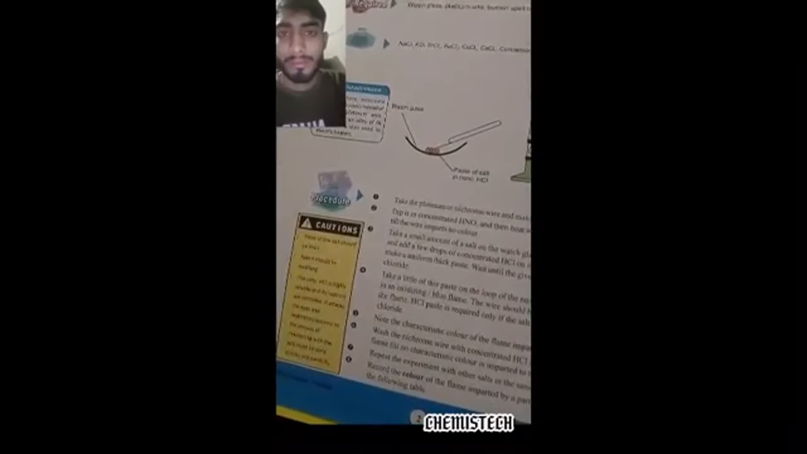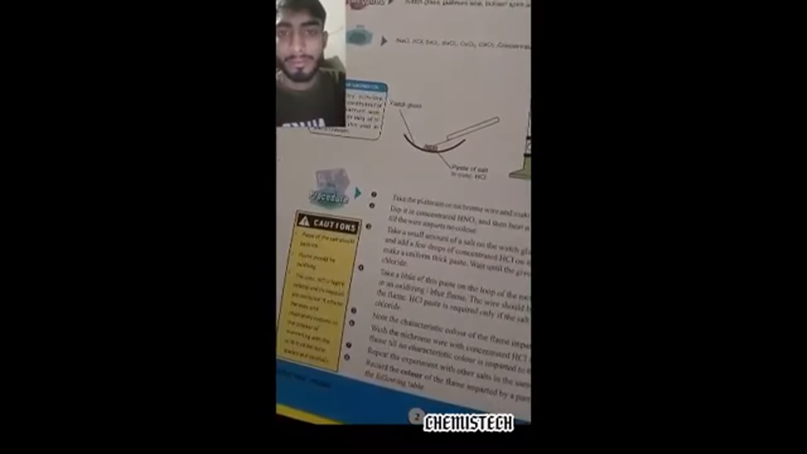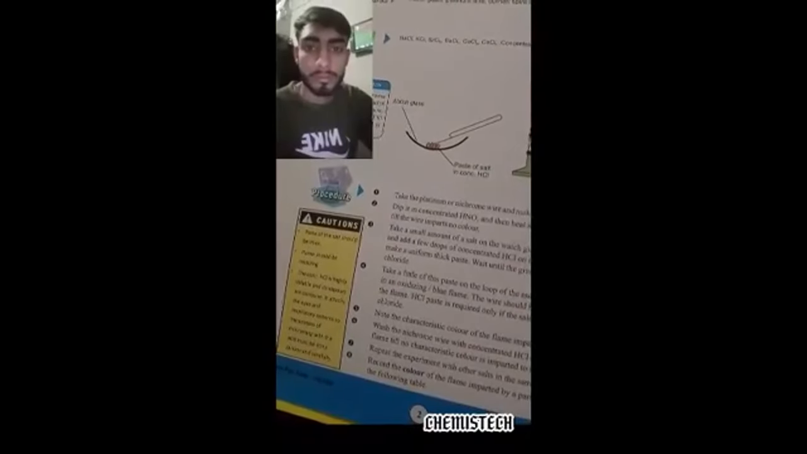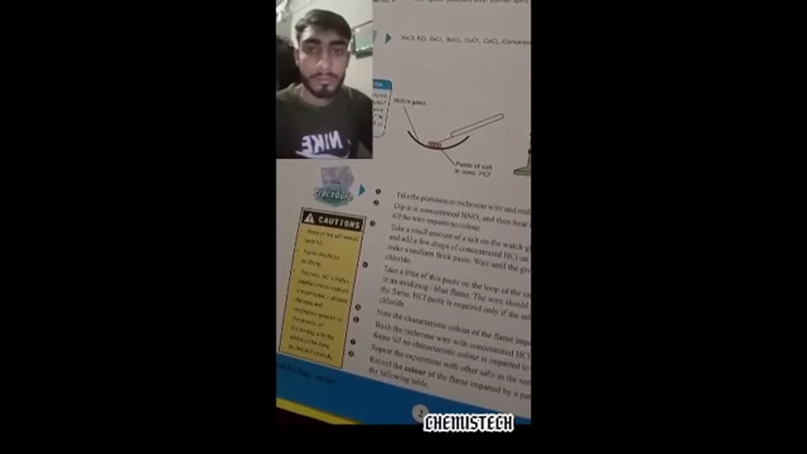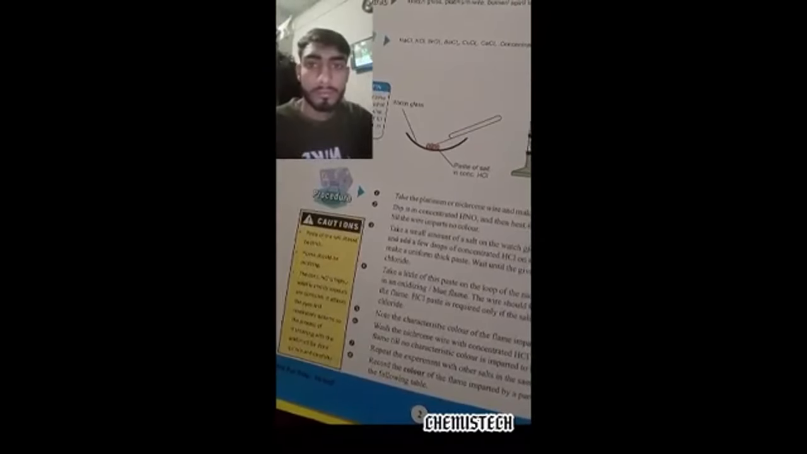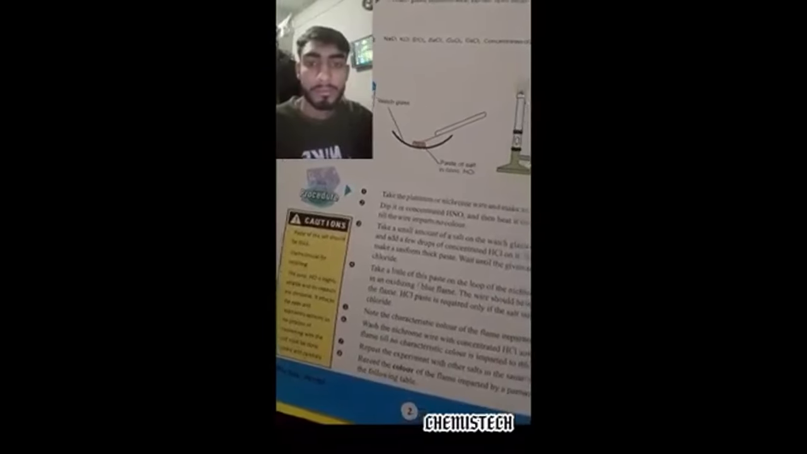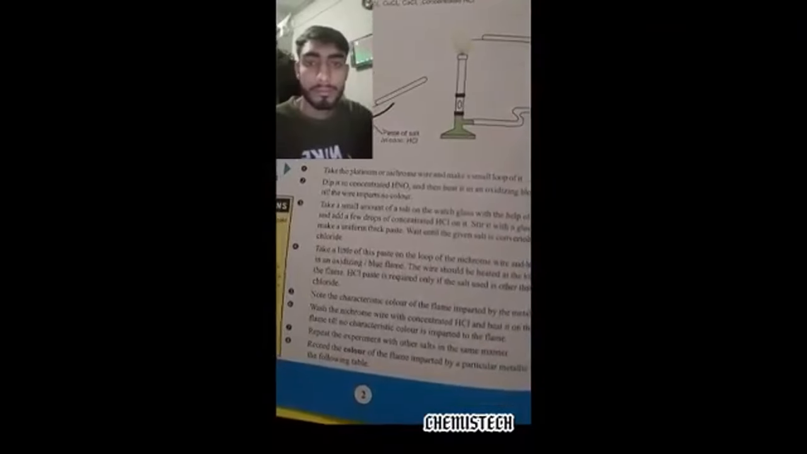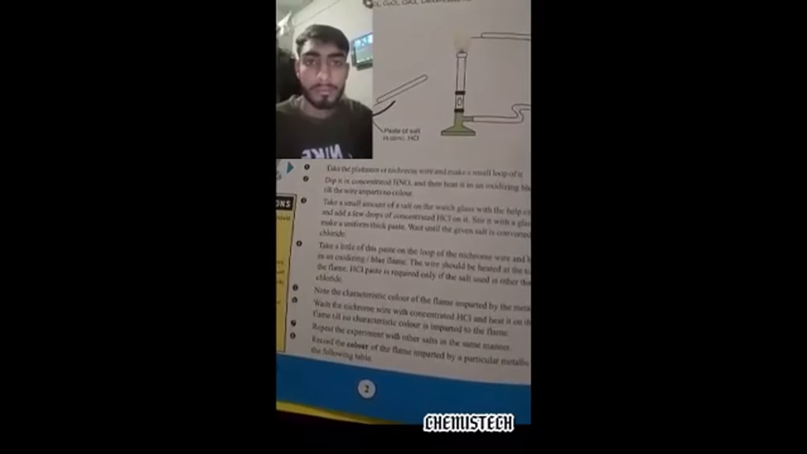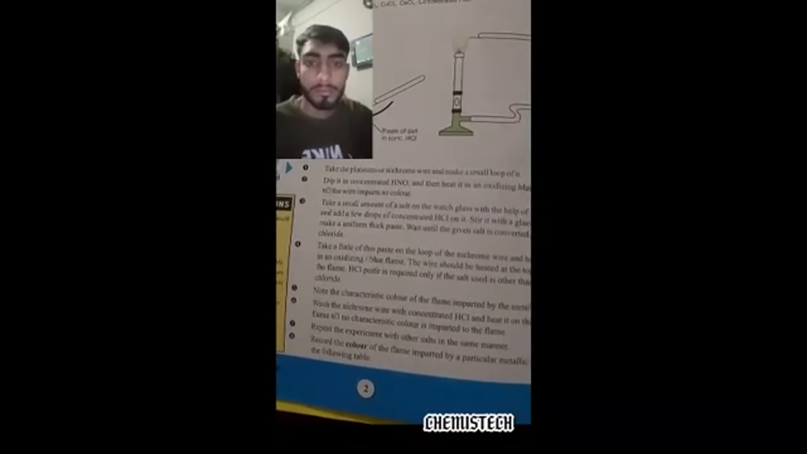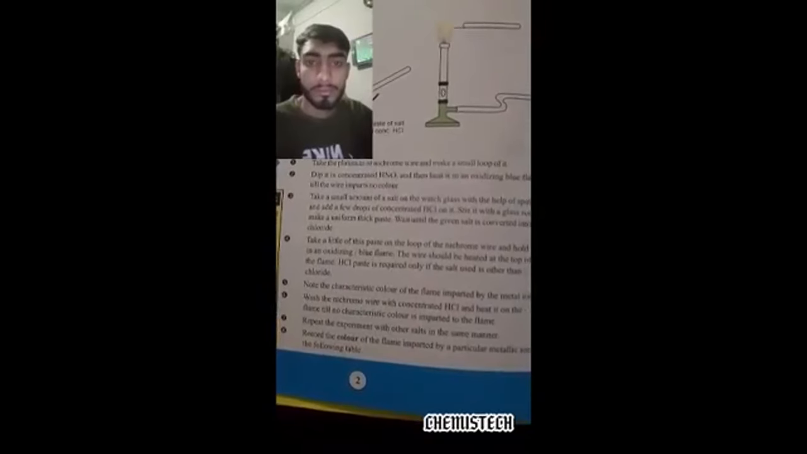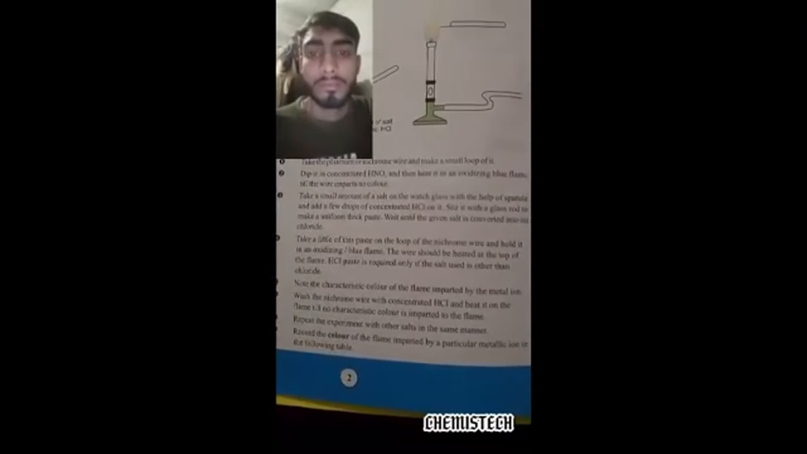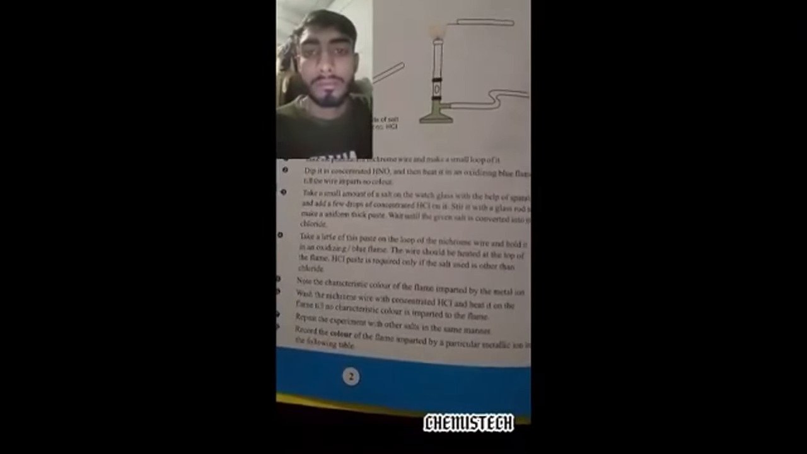For more information, in the laboratory nichrome wire is often used instead of expensive platinum wire. Nichrome is an alloy of Ni and Cr. It is also used in electric heaters. Here are the procedure and cautions. Take the platinum or nichrome wire and make a small loop of it. Dip it in concentrated HNO3 and then heat it in an oxidizing blue flame till the wire imparts no color.